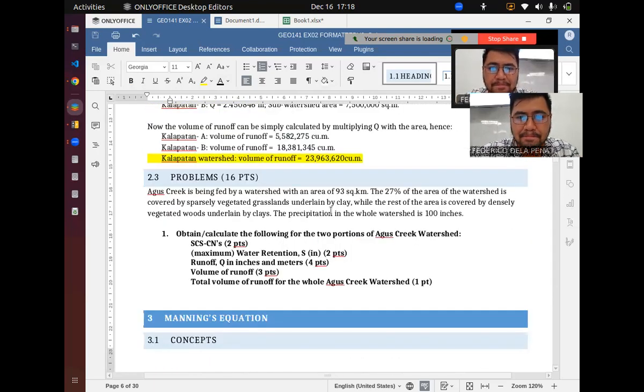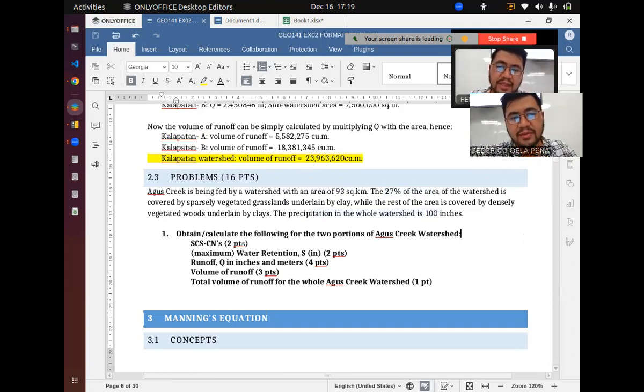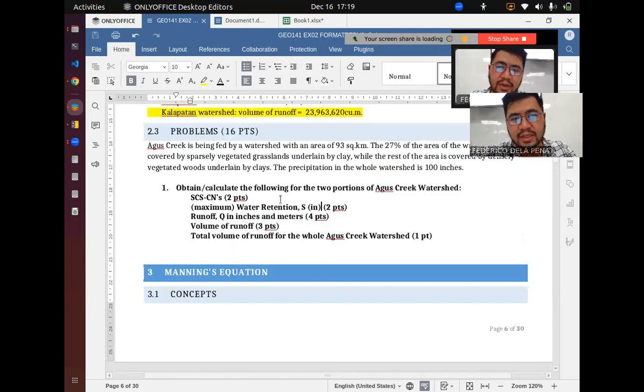Okay. Now for your problem in the exercise, you have another creek with a watershed with an area of 23 square kilometers. 27% is covered by grasslands underlain by clay, and then the rest is covered by woods also underlain by clays, and you have a precipitation of 100 inches. Right, so your problem is to calculate the curve numbers.